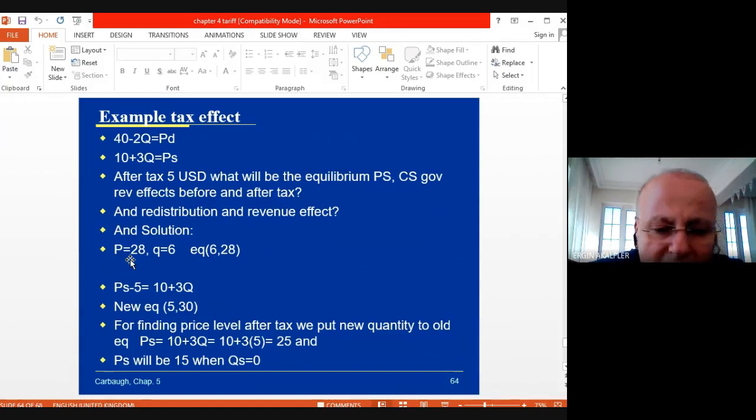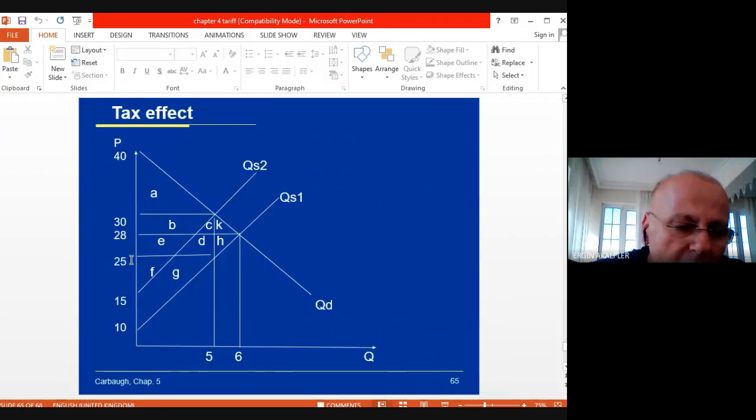For finding the price level after tax, we put the new quantity into the old equation, because we have to find the new equilibrium. With the old equation, PS is equal to 10 plus 3Q, and 10 plus 3 in bracket 5 gives us 25, and this gives us where the intersection point is 15 for QS equal to 0. And the graphic is illustrated here like this.